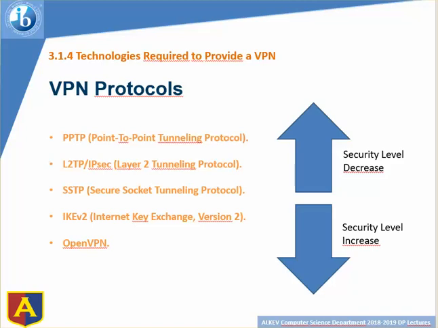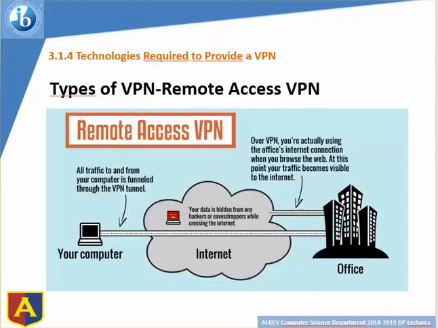Now let's look at the types of VPN. A VPN creates an encrypted connection known as a VPN tunnel, and all the internet traffic and communication is passed through this secure tunnel, thus keeping the user data secure and private. There are two basic VPN types. The first one is remote access VPN. The second one is site-to-site VPN.